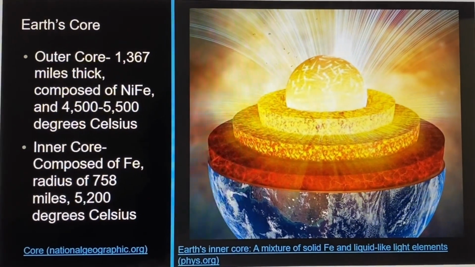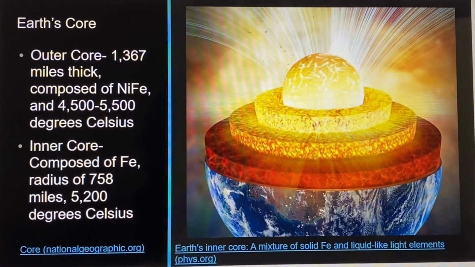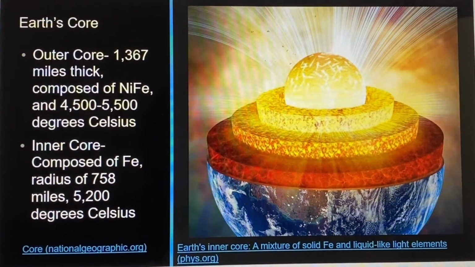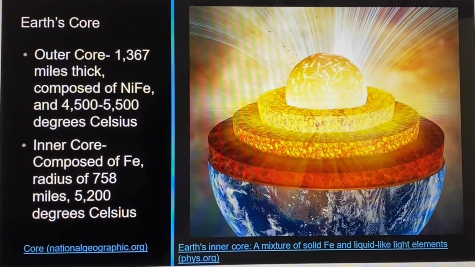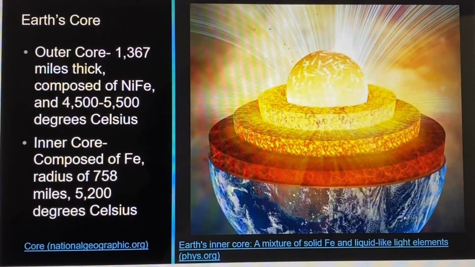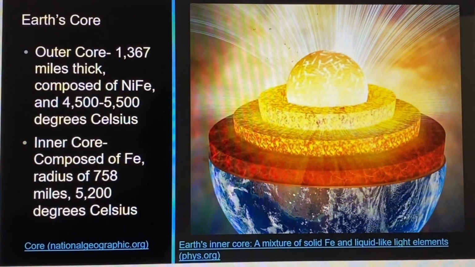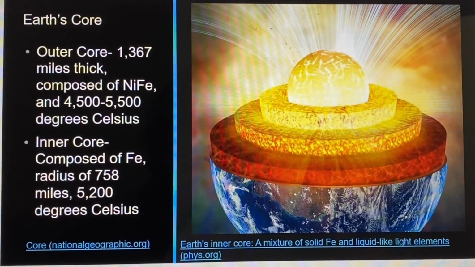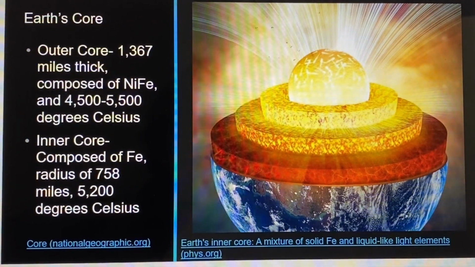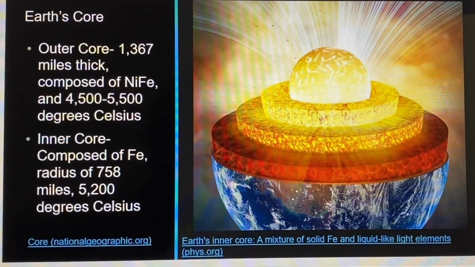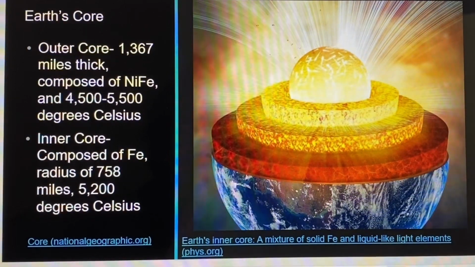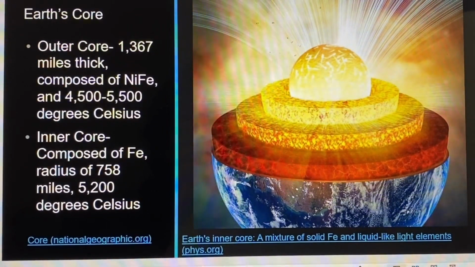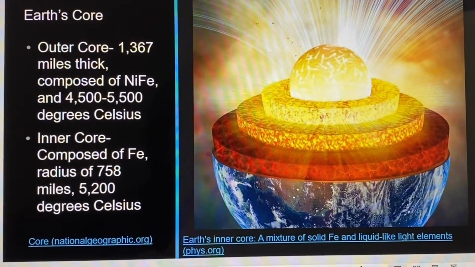Now I'll be talking about the Earth's core and what it's made of. The outer core is 1,367 miles thick and is composed of nickel and iron. The temperature of the outer core is 4,500 to 5,500 degrees Celsius. The outer core is liquid metal, the nickel and iron, that has a low viscosity, meaning it is easily deformed and malleable. The turning metal in the outer core creates and sustains the Earth's magnetic field.